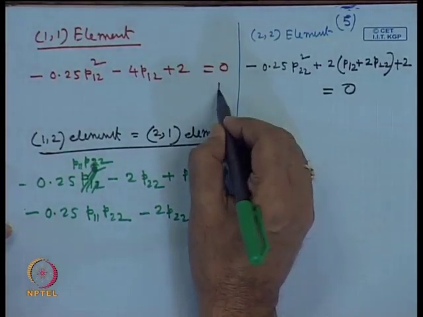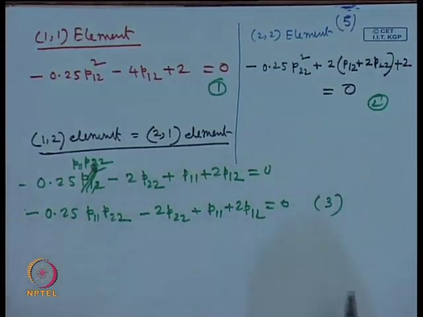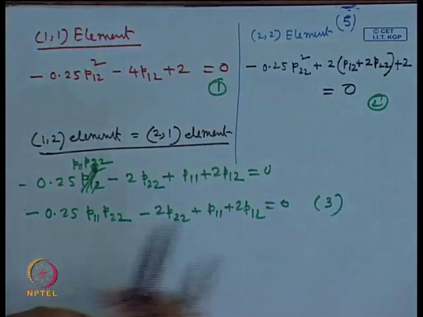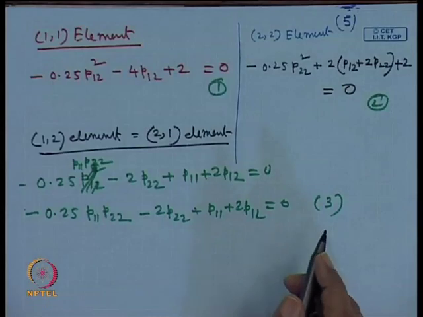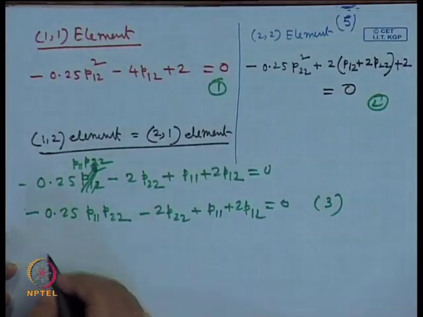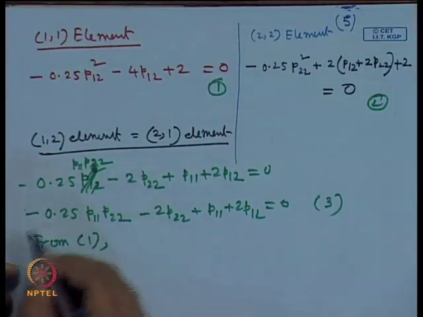So, you have 3 equations, 1, 2 and 3 equation, and if you solve these 3 equations, you will get the solution of P11, P12, P22. So, let us solve these 3 equations, then what we will get, let us solve. From equation 1, what we can write?